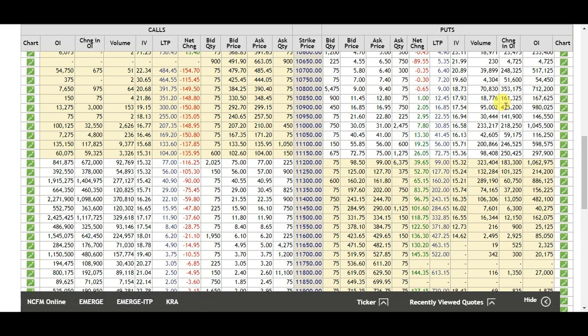So over here we can see the change in open interest is almost 4.7 lakh contracts, and the cumulative open interest is 9.8 lakh contracts. So it means the put writers or put sellers are selling the contracts in the below positions. Again, this indicates the negative trend in Nifty.